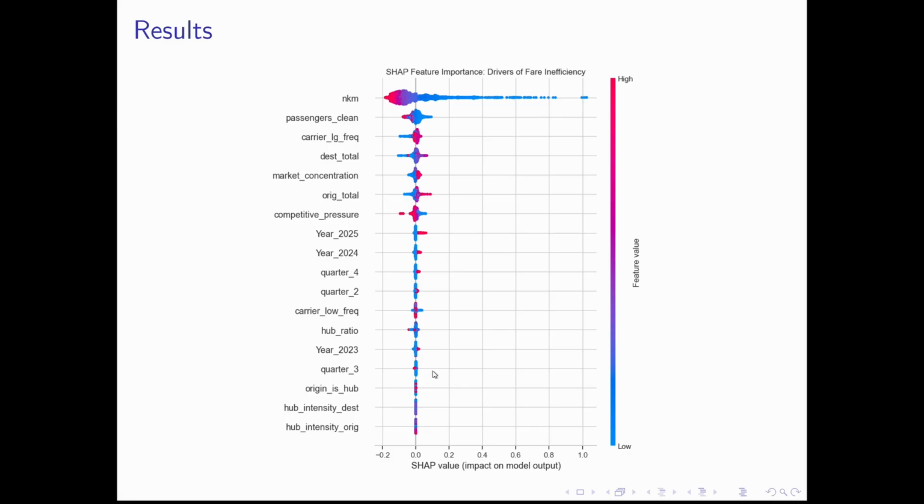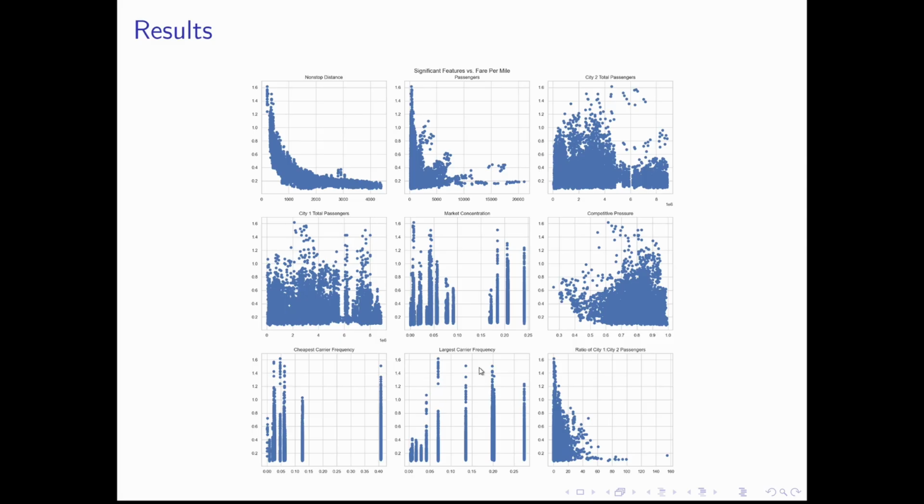And lastly, these ones at the bottom, they look pretty much like lines, so this suggests that they do not affect the model that much. And then here are some visualizations of the correlation between cost per mile and each factor from the SHAP analysis, which we consider to be somewhat influential.